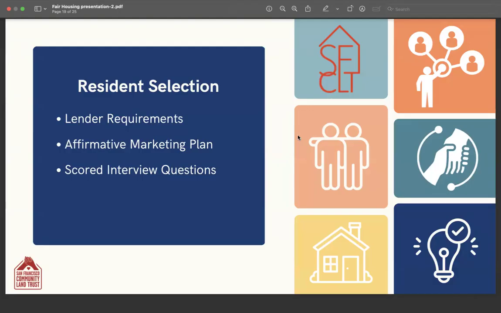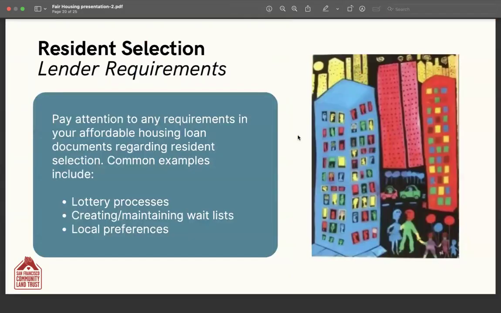Okay, let's jump to our final section on resident selection. And we'll be looking at any requirements from mostly public lenders and some best practices around affirmative marketing plans and scored interview questions. So pay attention to any requirements that are mentioned in your affordable housing loan documents regarding resident selection. There is a wide array of differences across jurisdictions and even within jurisdictions around what is being required of an affordable housing provider or an affordable housing community.